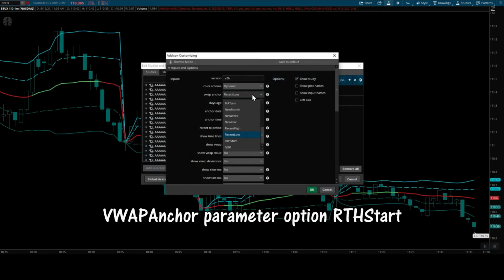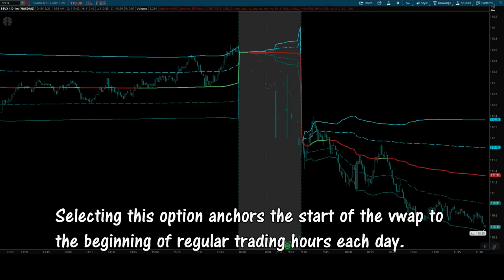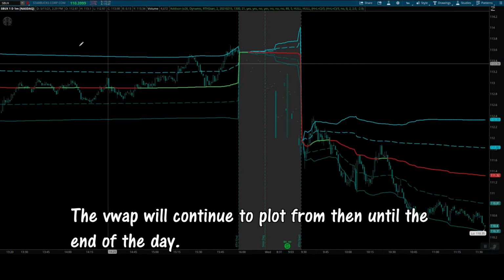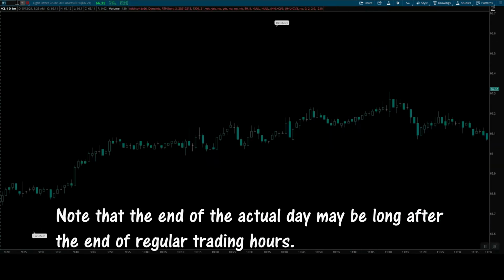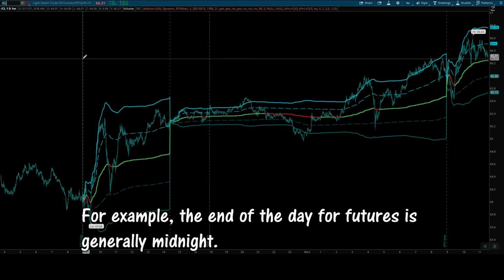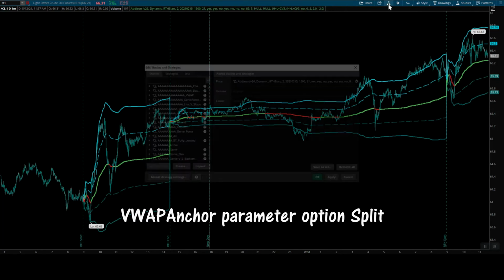VWAP Anchor Parameter Option, RTH Start. Selecting this option anchors the start of the VWAP to the beginning of regular trading hours each day. The VWAP will continue to plot from then until the end of the day. Note that the end of the actual day may be long after the end of regular trading hours. For example, the end of the day for futures is generally midnight.